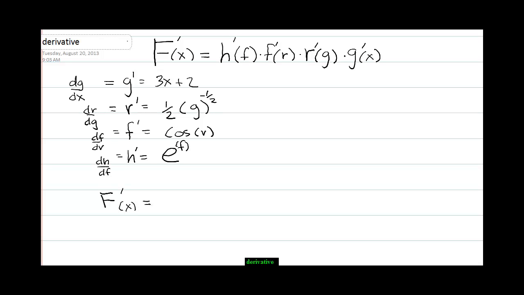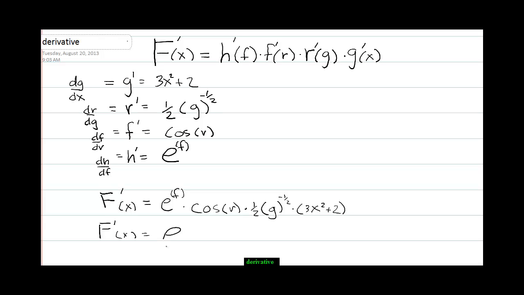So if I put this all together, h prime I can express quite easily now just by substitution. So that I'm going to have e to the f times the cosine r times 1/2 g to the negative 1/2 power times 3x squared plus 2. So at this point, what I can do is write this final result with the function being fully expressed in terms of x.